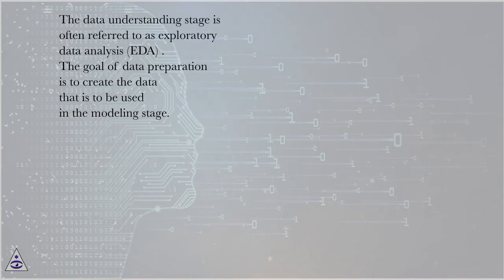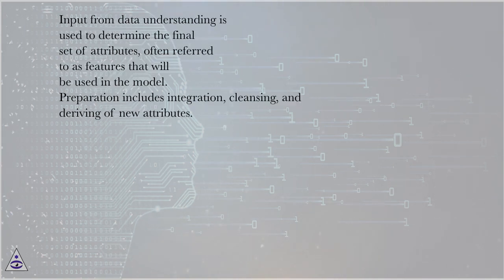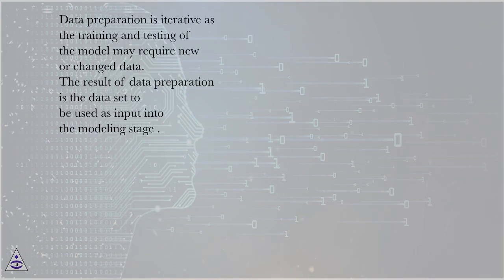The goal of data preparation is to create the data that is to be used in the modeling stage. Input from data understanding is used to determine the final set of attributes, often referred to as features, that will be used in the model. Preparation includes integration, cleansing, and deriving of new attributes. Data preparation is iterative as the training and testing of the model may require new or changed data. The result of data preparation is the data set to be used as input into the modeling stage.